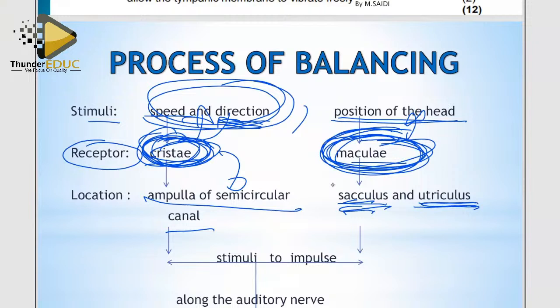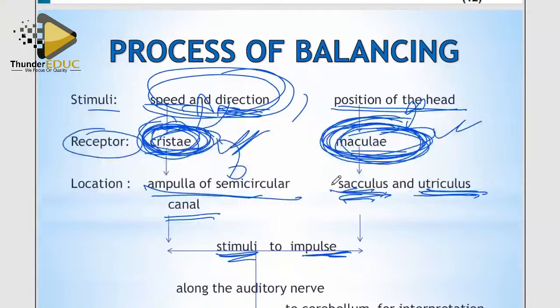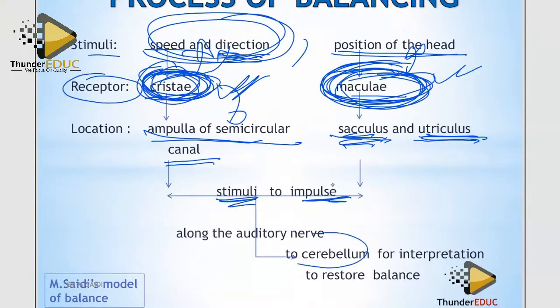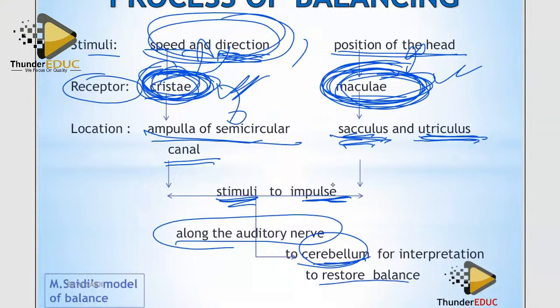So, the ampulla of the semicircular canal, we find the cristae there, while in the circulus and the utriculus, we find the maculae. Because these are receptors, they're going to change the stimuli into a nerve impulse. And then the nerve impulse will be sent to the cerebellum. Why the cerebellum? Because that is balance. How does it go there? It goes along the auditory nerve. Why does it go to the cerebellum? To interpret the information so that balance is maintained.